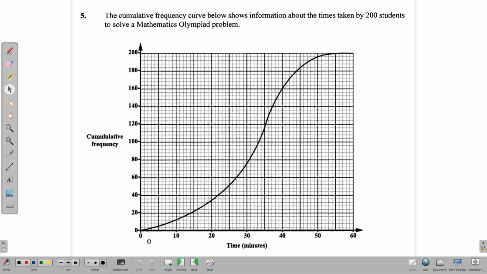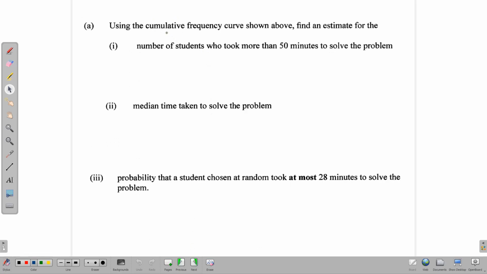We have a cumulative frequency curve, which is also called a less than curve. And this curve represents the cumulative frequency for 200 students and the time they took to solve an Olympiad question. So the first part of it asks us to use the cumulative frequency curve to estimate the number of students who took more than 50 minutes to solve the problem.